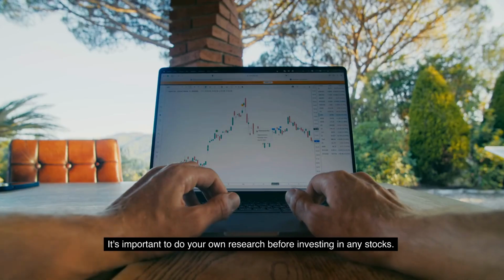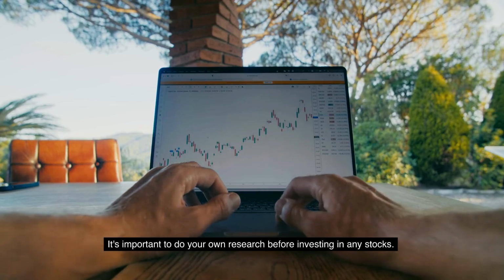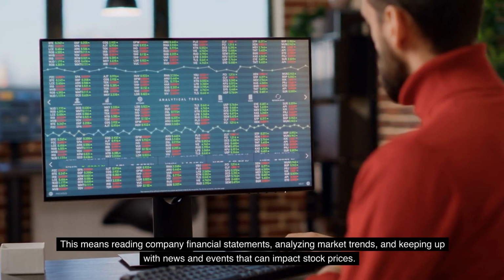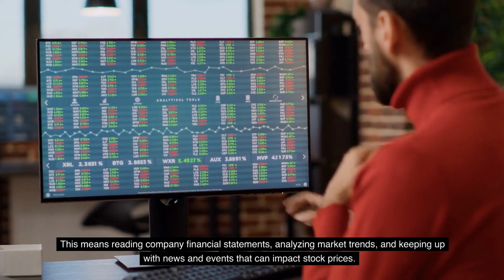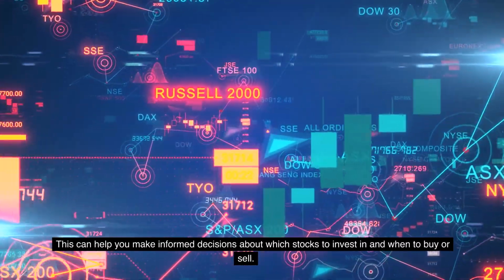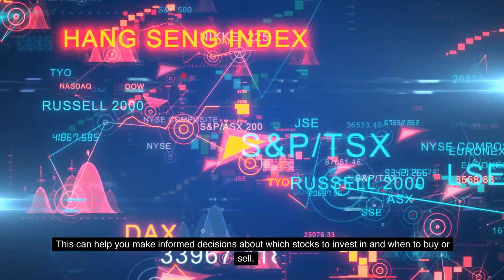It's important to do your own research before investing in any stocks. This means reading company financial statements, analyzing market trends, and keeping up with news and events that can impact stock prices. This can help you make informed decisions about which stocks to invest in and when to buy or sell.